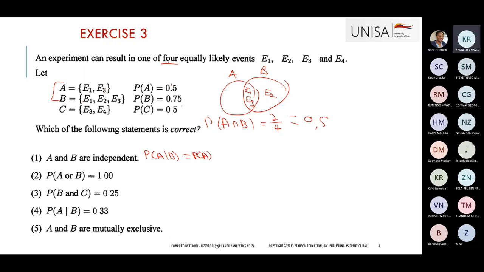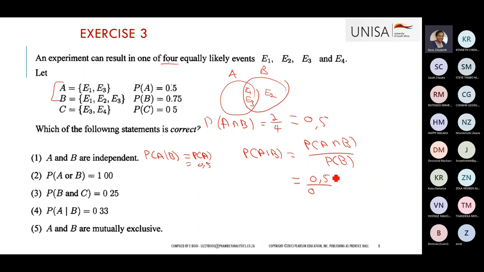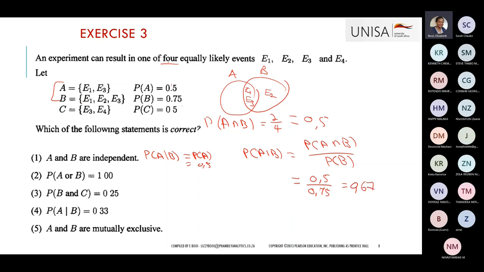Now let's find out if A and B are independent. So we know that the probability of A is 0.5. The probability of A and B, let's go find that. The probability of A given B is given by the probability of A and B divided by the probability of B. Right? The probability of A and B, we did find it because we were able to calculate it, is 0.5 divided by the probability of B, which is 0.75. What is the probability of A given B? 0.67. So they are not equal, so therefore they are not independent.